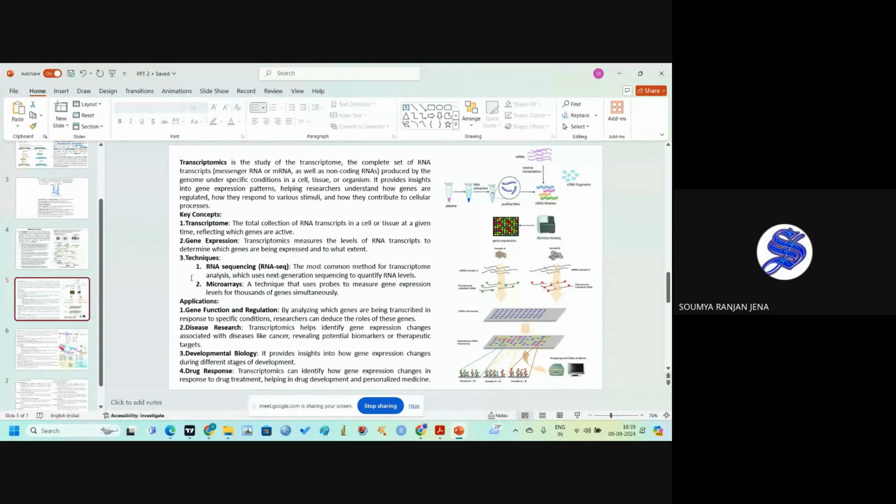Then if we go to gene expression, transcriptomics measures the levels of RNA transcripts to determine which genes are being expressed and to what extent. If we look at this RNA transcript, this mRNA transcript has multiple genes, even millions of genes. How will we find that this is the X gene?